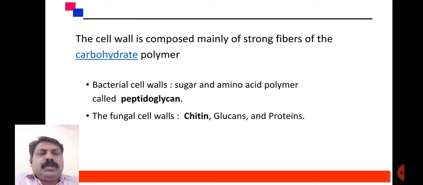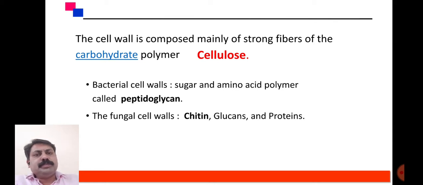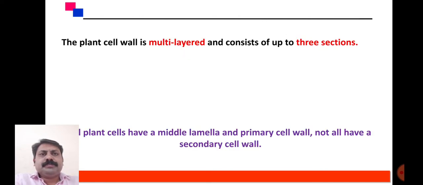Now this cell wall is composed basically of a carbohydrate polymer, that is cellulose, and so in basic characteristics the plant cell wall is cellulosic. So the cellulosic cell wall is an important character of the plant cell. In case of bacteria, the cell wall contains a sugar and amino acid polymer, that is peptidoglycan, and in fungi the cell wall is of chitin, glucan and proteins.